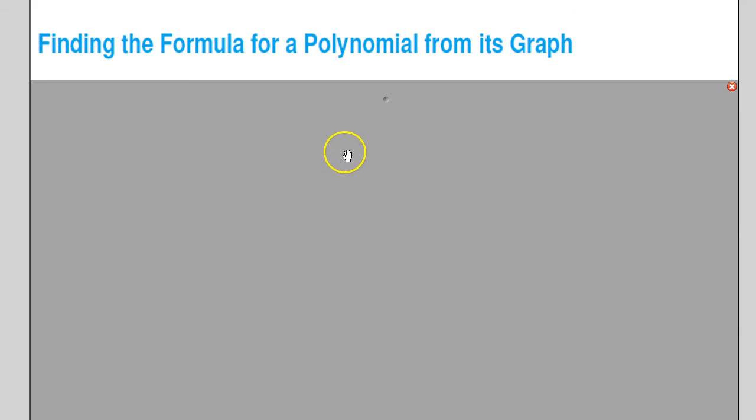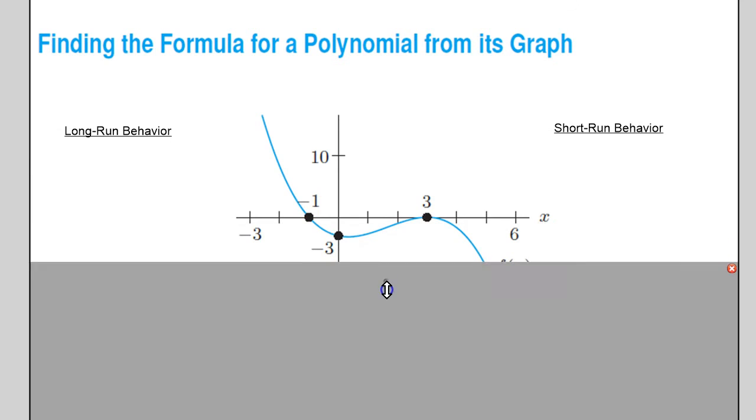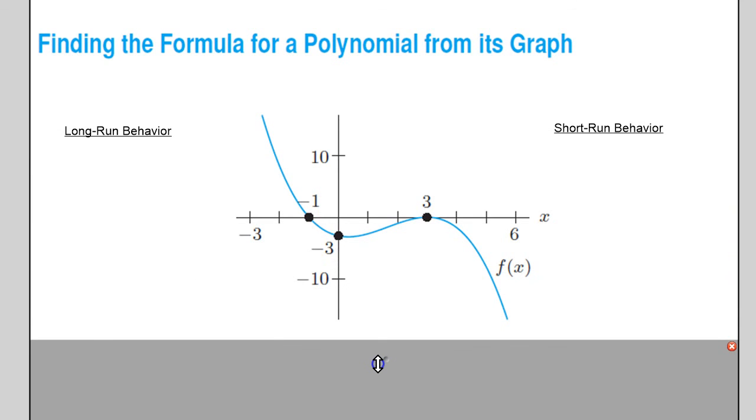Okay, so this last concept, I know this video is long, but it's not going to be longer than 17 minutes because this is a really important chapter. We're going to find the formula for a polynomial just from its graph, okay? So in this case, we have this function, as you can see right here, and we're going to describe the long-run behavior and the short-run behavior to start building the function for its graph.